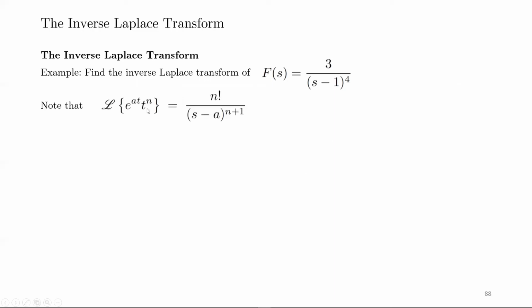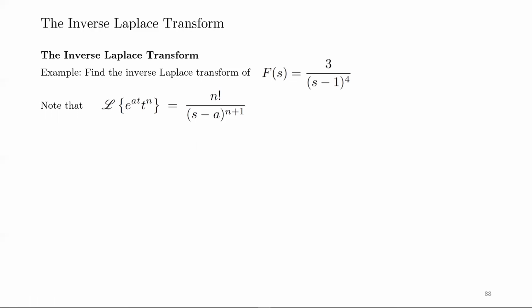Firstly, remember that the Laplace transform of t to the n is n factorial over s to the power of n plus 1, but we can use the first translation theorem to make this even better, right? So e to the at times t to the n, using the first translation theorem, is n factorial over (s minus a) to the power of n plus 1, because wherever we see s, we replace it with s minus a. So that's by the first translation theorem.